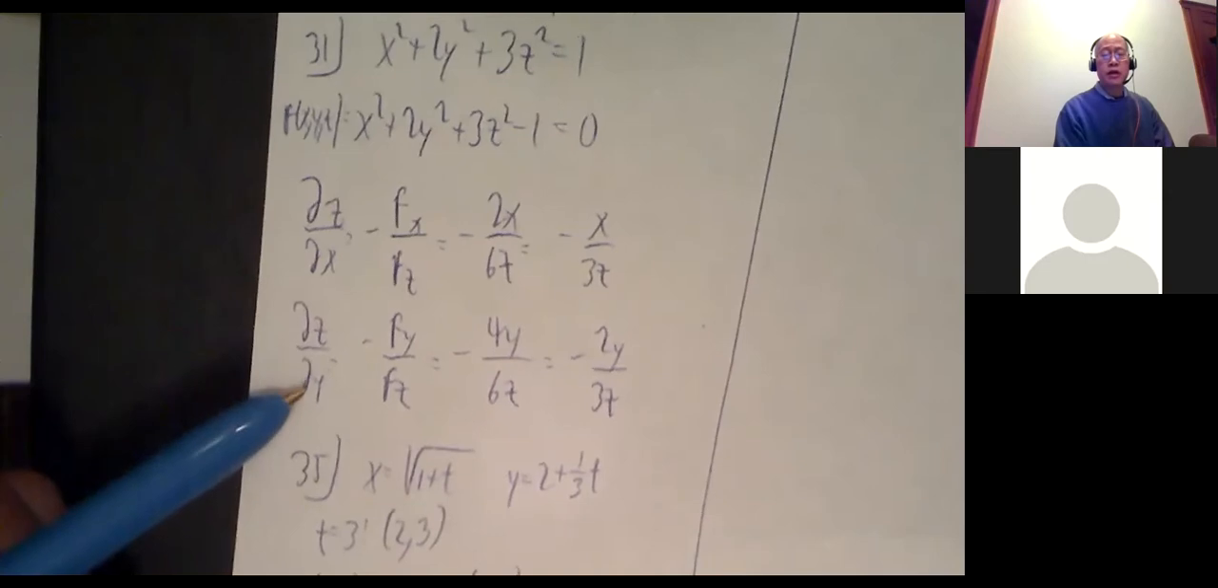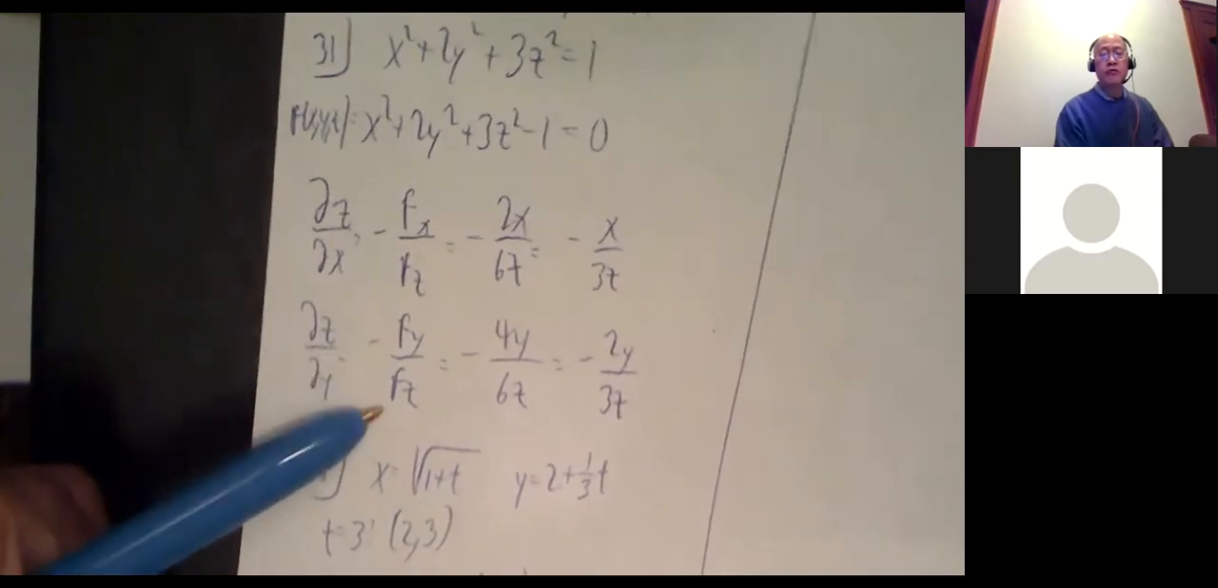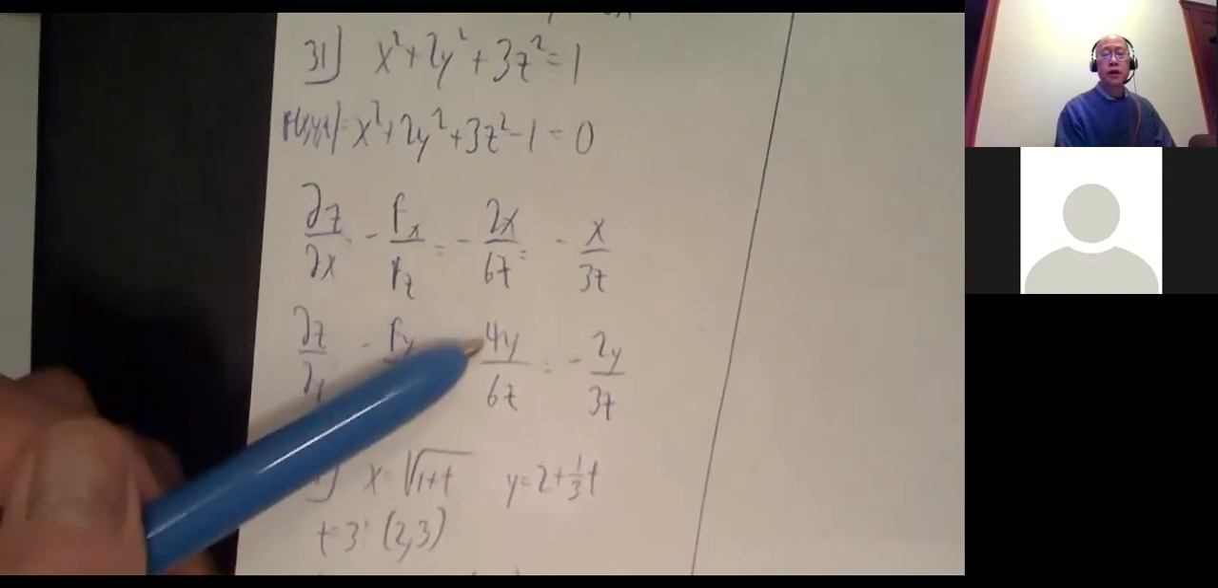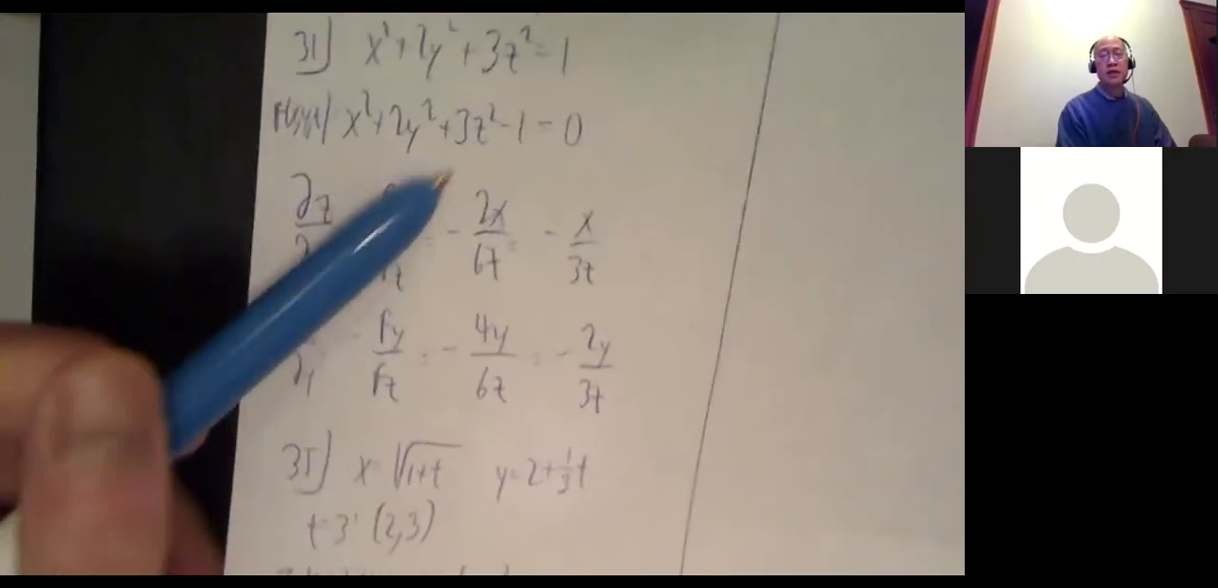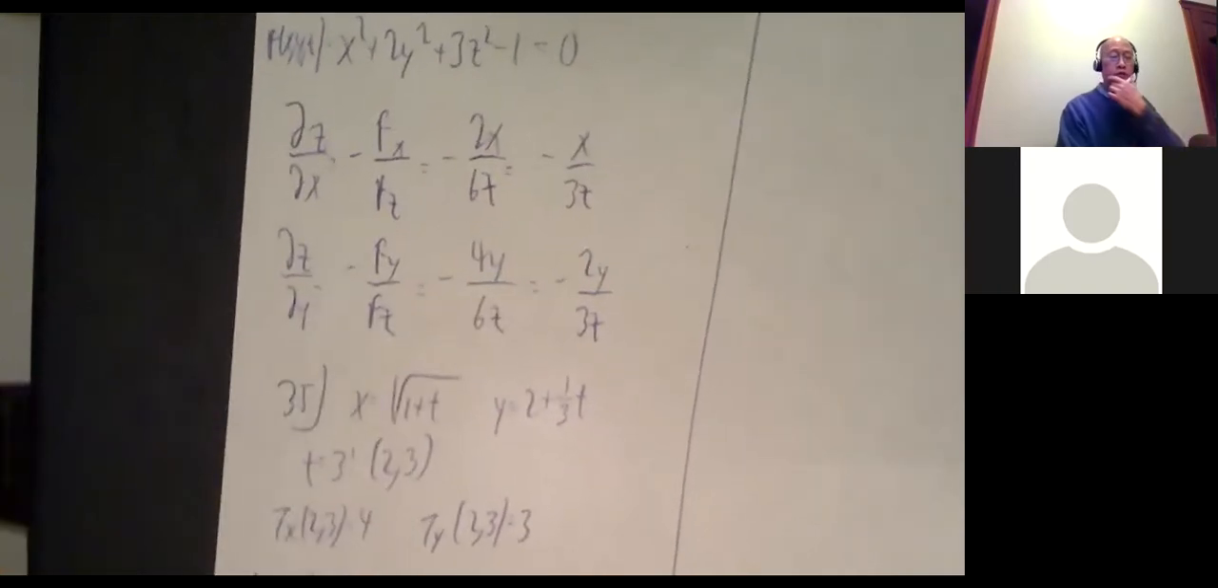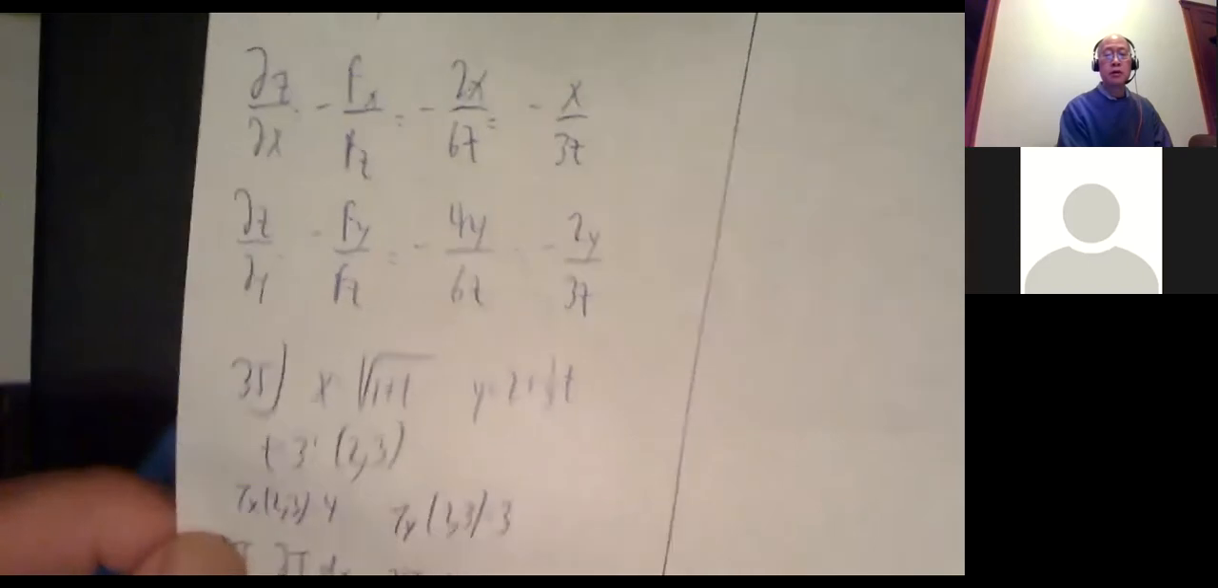Partial of z with respect to y by formula is negative fy over fz. Partial with respect to y, 4y. And f sub z is the same. We already did it, 6z. So negative 2y over 3z. That's all.